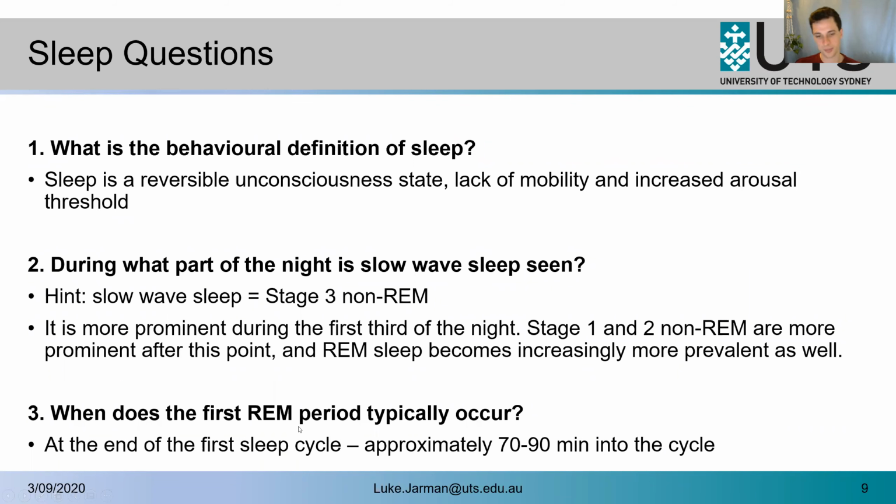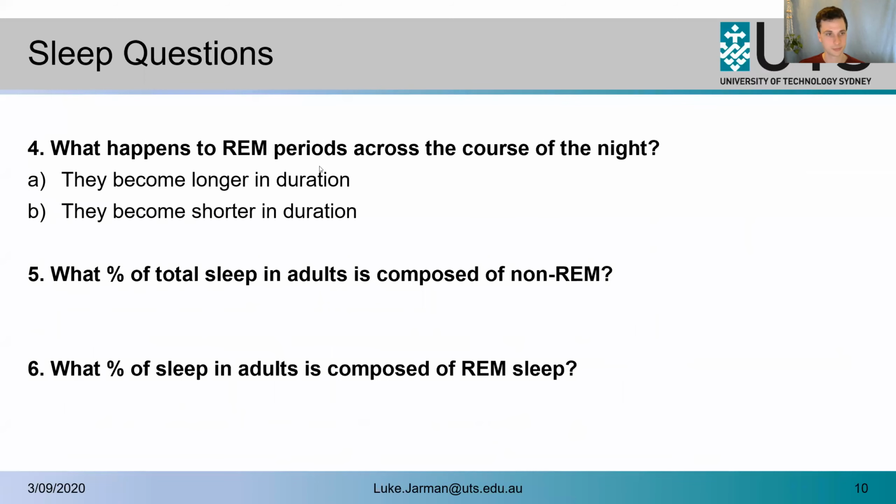So your first REM period will typically occur about 70 to 90 minutes into your first sleep cycle. And then after that point, it becomes easier to get back into that, and your REM periods become longer. So those are the main takeaways from that. Question 4, what happens to REM periods across the course of the night? They become longer in duration.